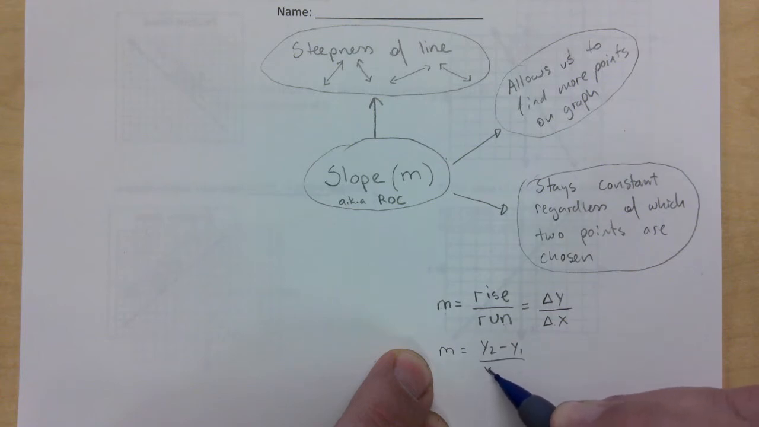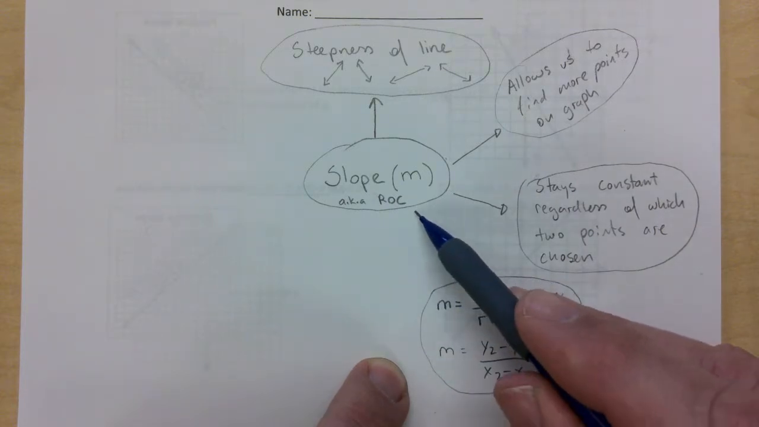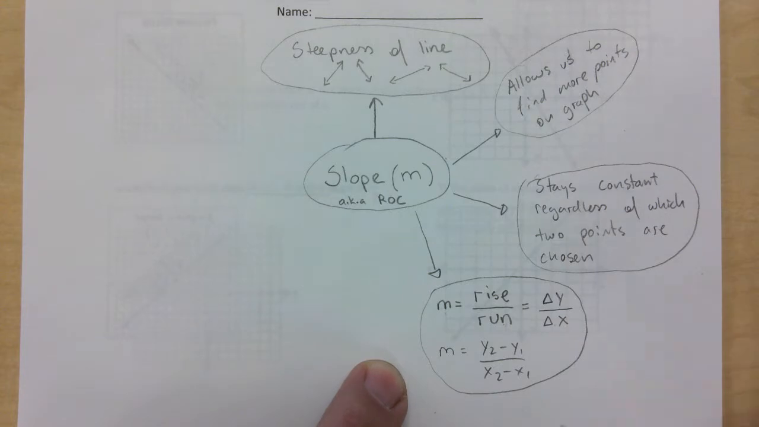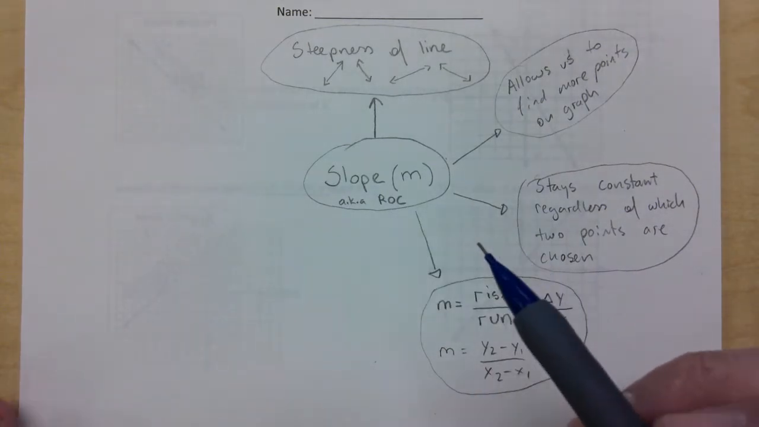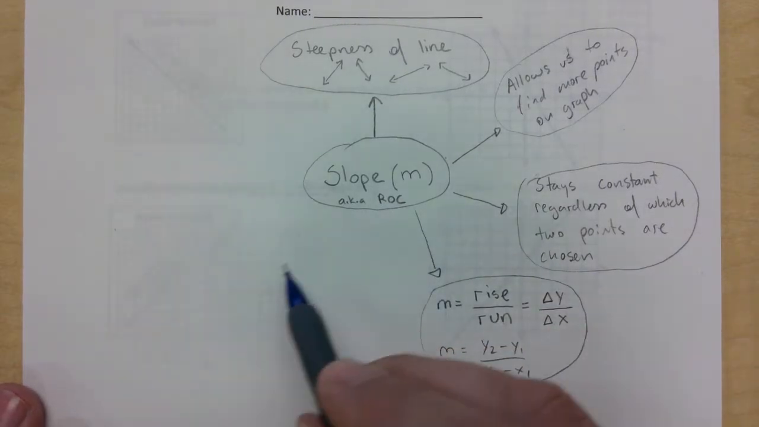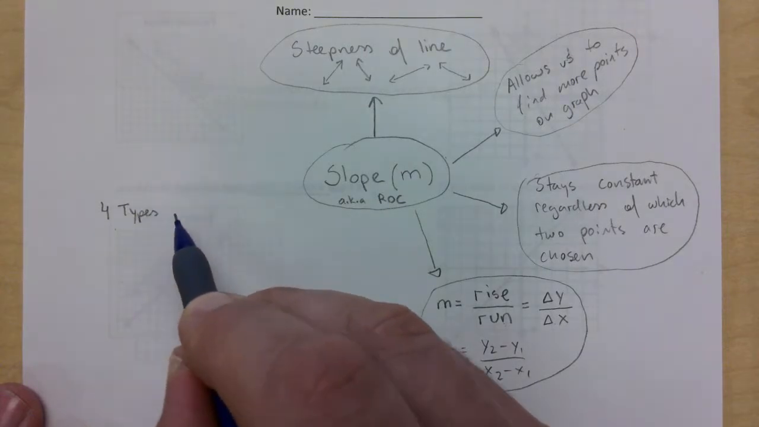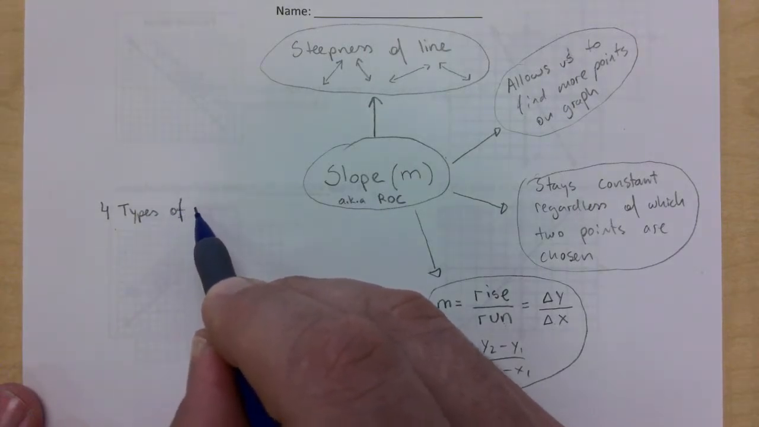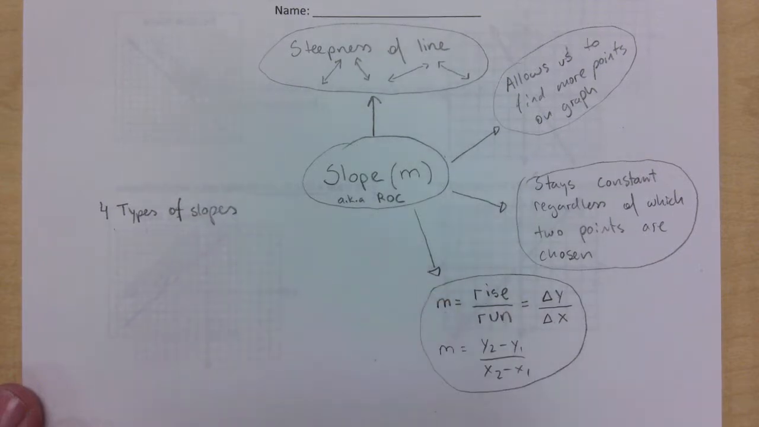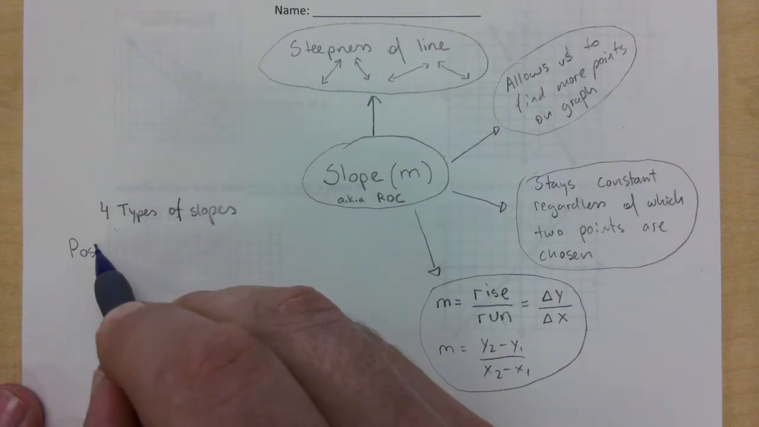This is the calculation method of the slope. So we circle that. It's also slope. So all of these things are connected to slope. I will tell you that there are 4 types of unique slopes in general. You have a positive slope.